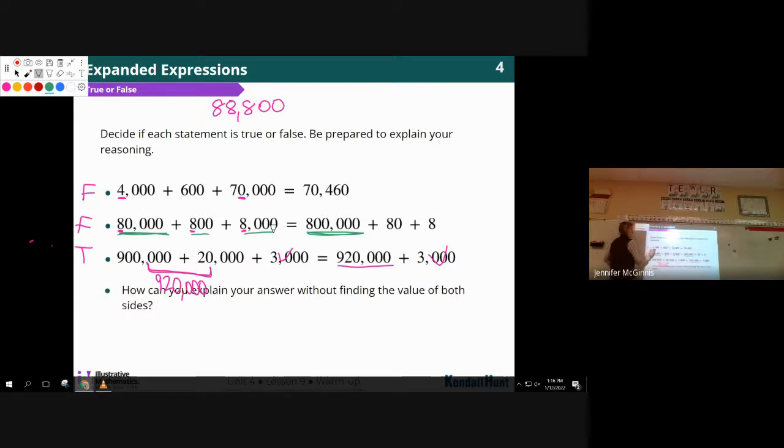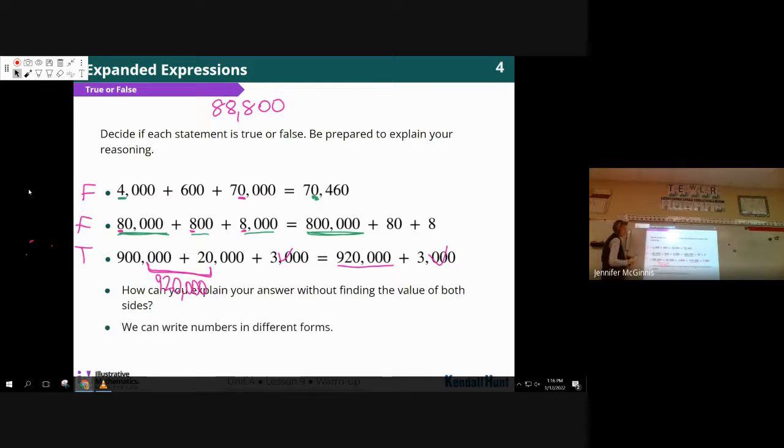Same here. This is a 4 in the thousands place. Does this have a 4 in the thousands place? So do we know right away that it's false? We know that right away. We don't have to go any further to figure that out, right?